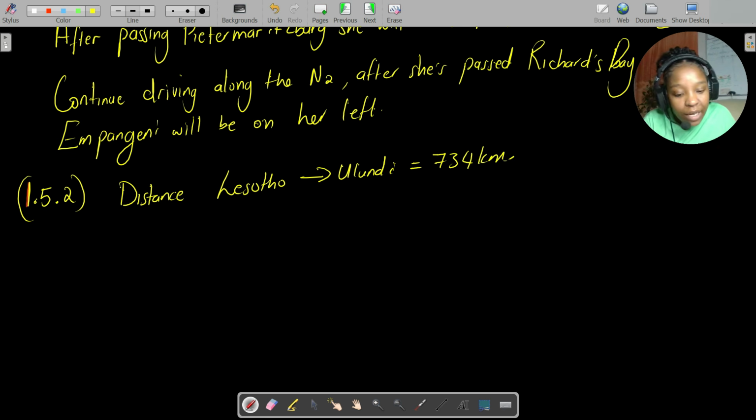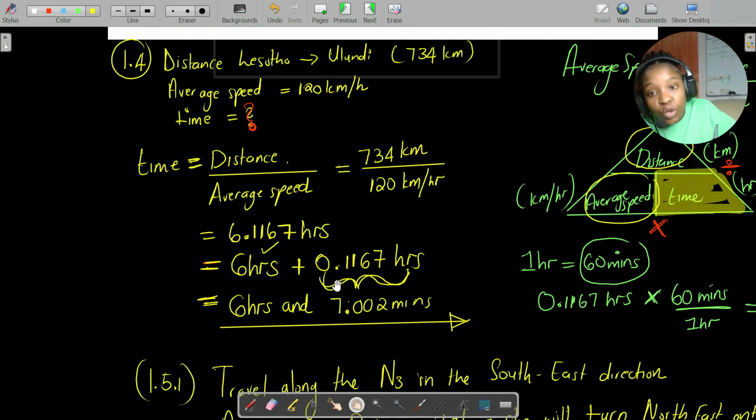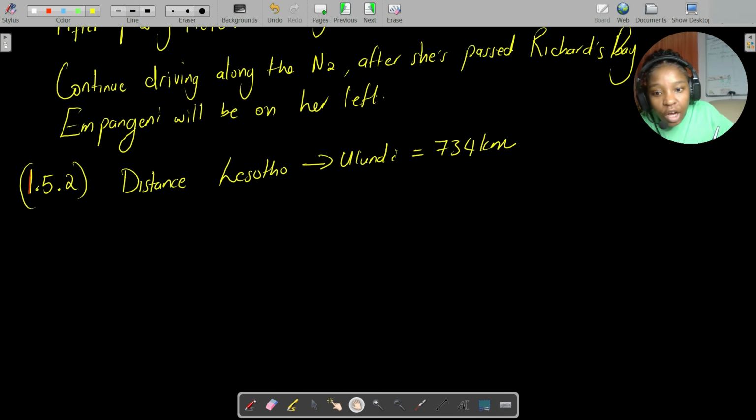But now they're saying it's a return trip. So she's not just going, she's going and coming back. So she's not going to travel just 734 kilometers, but 734 kilometers multiplied by 2. If you take 734 multiplied by 2, what do you get? 1,468 kilometers. So that's the total number of kilometers that she'll travel from Lesotho to Ulundi and back.